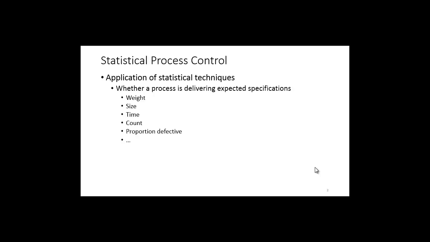Statistical process control is the application of statistical techniques in quality control. We measure values and we expect those measurements to be in a range, to be called conforming to expectations. This could be the weight of the product, size, dimensions, time, the count of problems or potential problems we expect, the proportion defective of large samples, or other things.